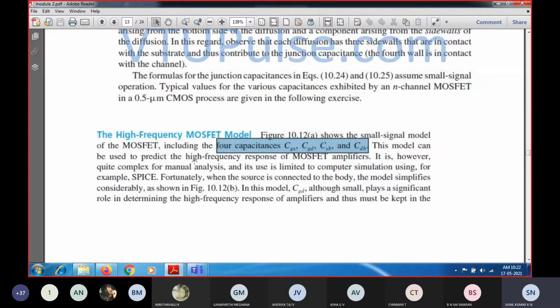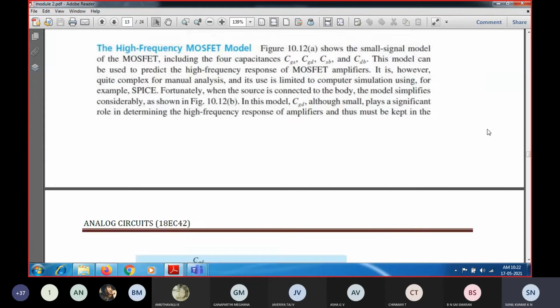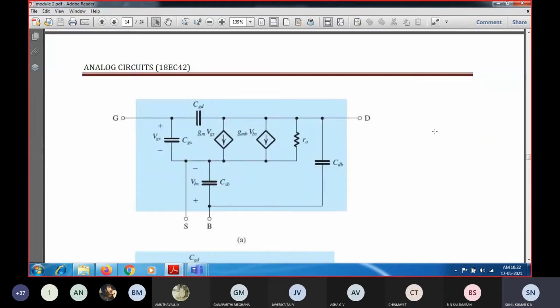This model is used to predict the high frequency response of the MOSFET amplifier, and it is very difficult to analyze manually. Okay, so this is the high frequency equivalent circuit. In this, what all capacitances are we going to include? One is CGS, another one is CGD. So four capacitances have been included. One pair is the gate capacitances, CGS and CGD. Another pair is the junction capacitances, CDB as well as CSB.